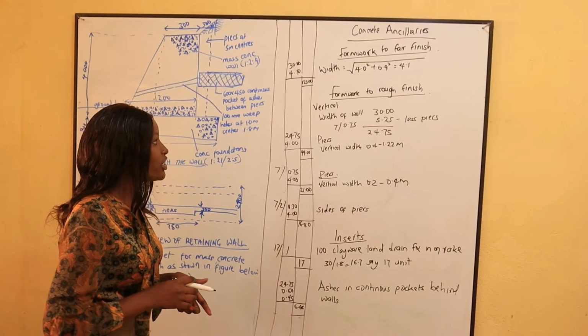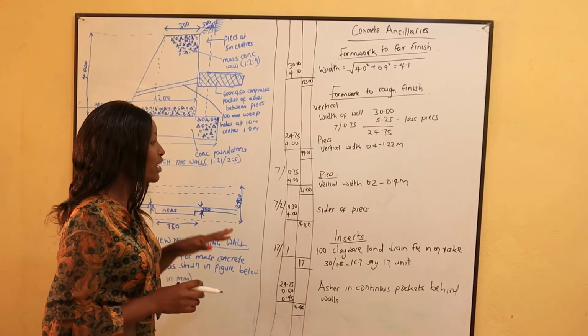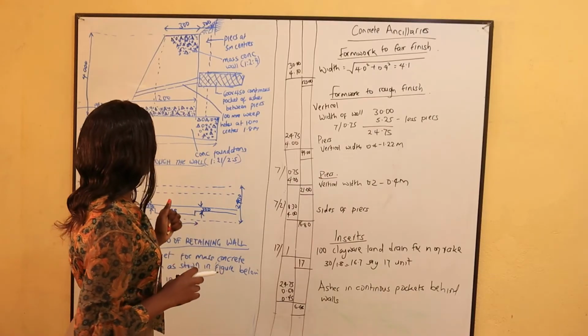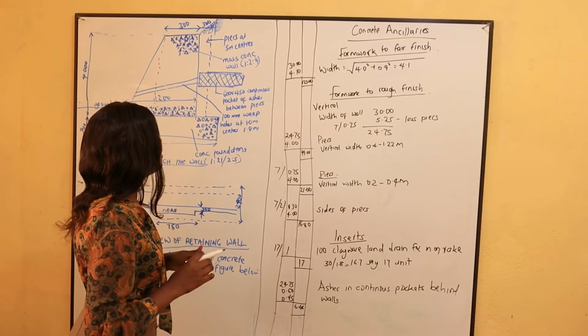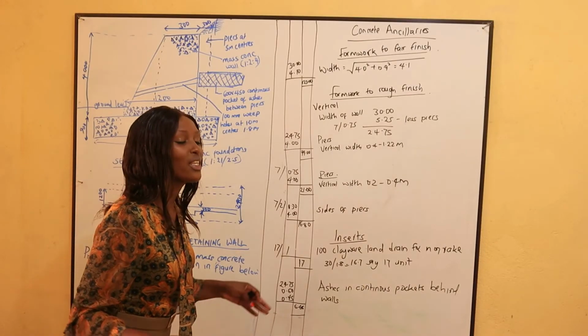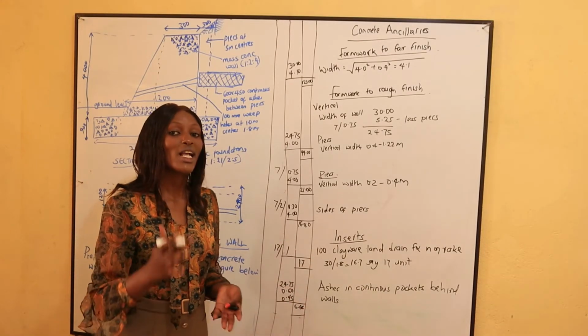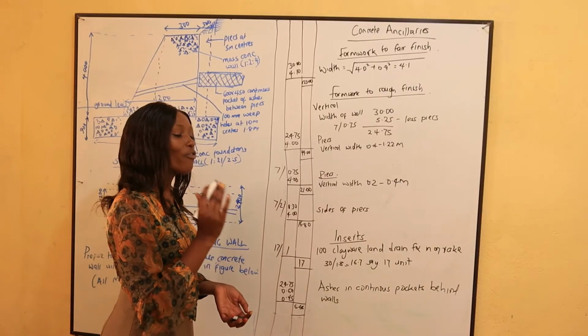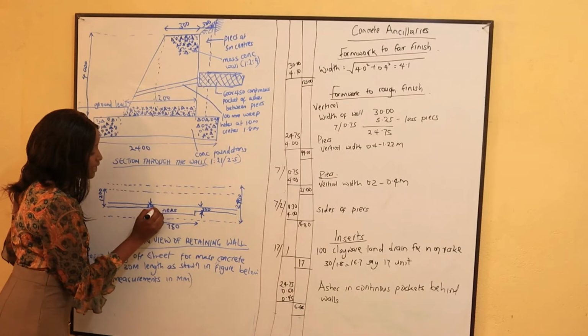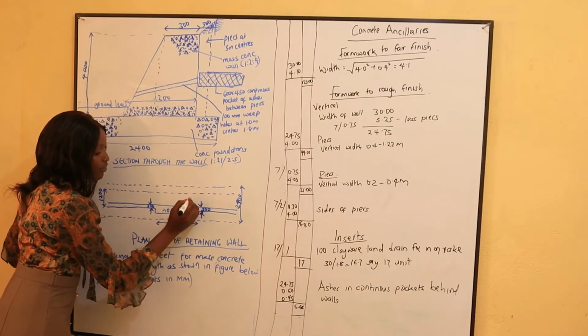Alright? Then we shall go to formwork to rough finish. The formwork to rough finish, we shall do first. We shall start with the wall. Okay, let's start with the wall. Alright, so we shall calculate to get the length of the wall. We shall take the total length 30 meters. Then we shall deduct the area of piers. You see, this was the length of the wall. Then there are piers that are seen coming out of the wall.